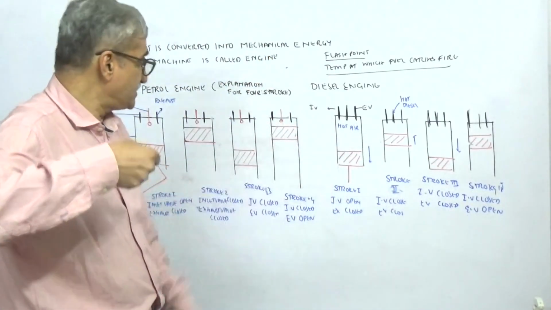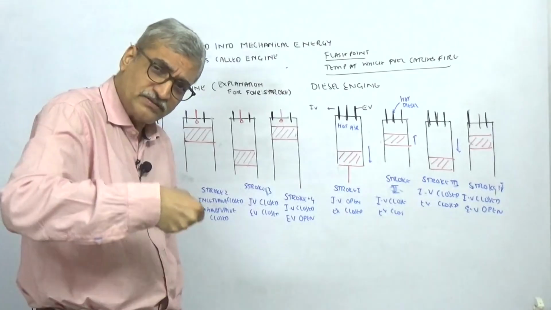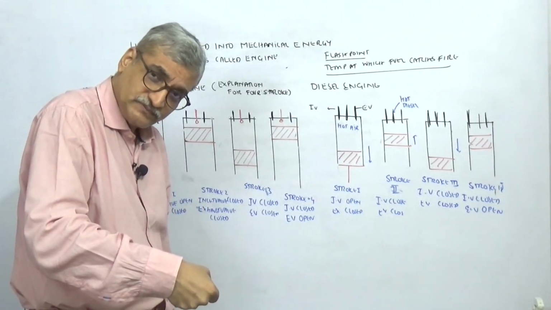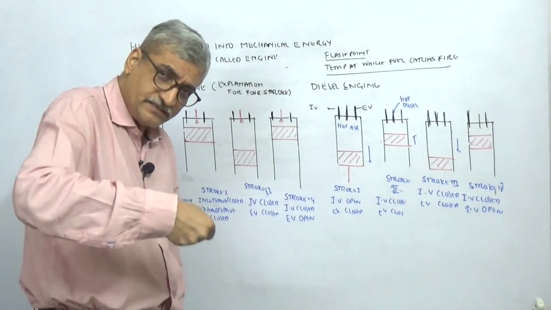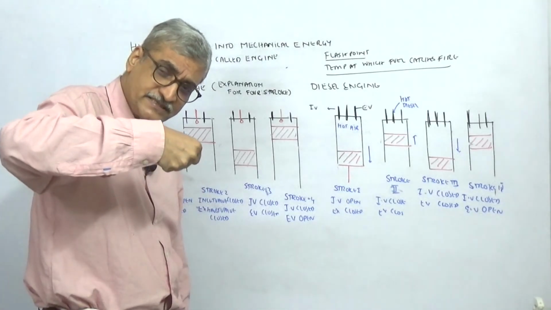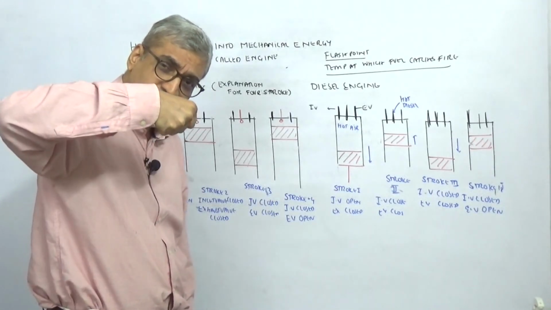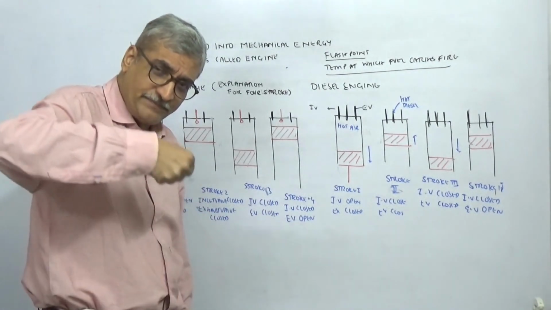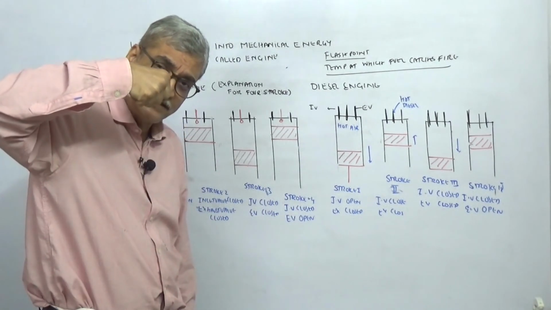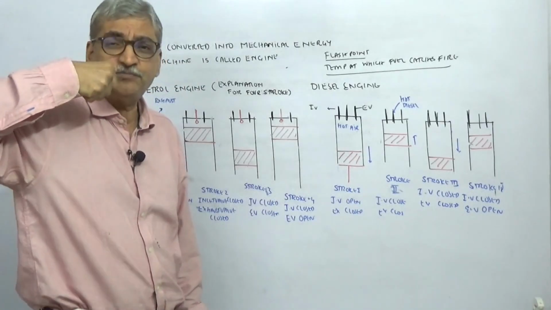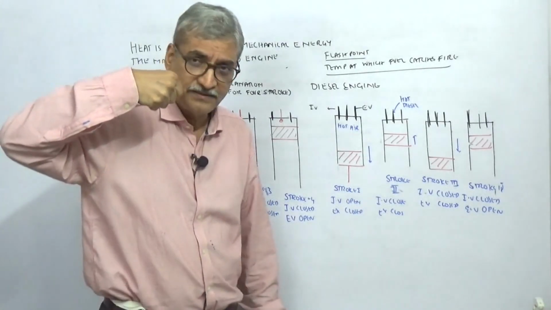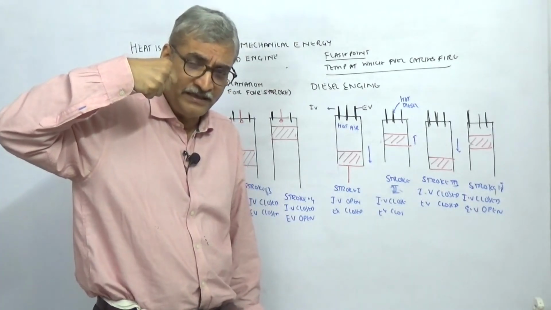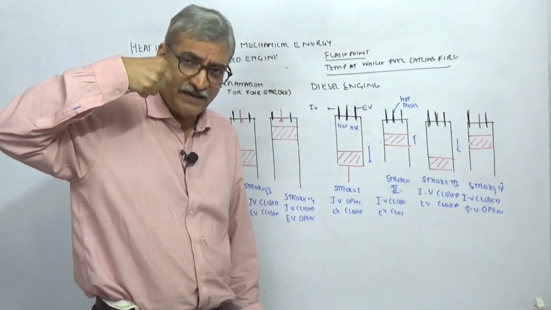So here what happens, see, in the first stroke it goes down because of the hot air. Then the second is compression, while diesel is mixing with the hot air. And when this is happening, what happens? The temperature of the diesel is increasing to its flash point, the temperature at which it will burn. Then what is going to happen? The moment it reaches flash point, it starts burning.